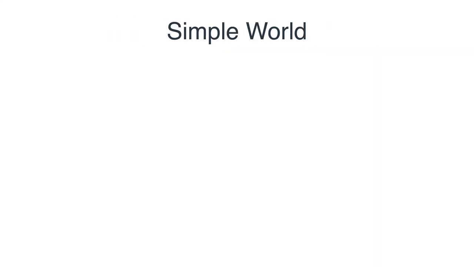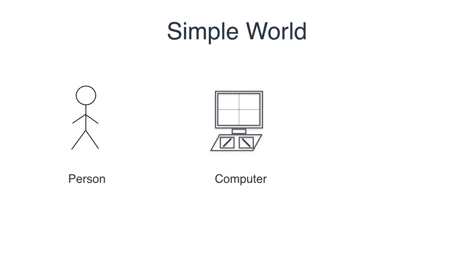So let's start with a very simple world. This simple world has one person. It has one computer. The computer has a screen of resolution 2 pixels by 2 pixels, and it has a keyboard with 2 keystrokes. The reason it's 2 keystrokes is because in the simple world, our alphabet has only 2 letters, a backward slash and a forward slash.